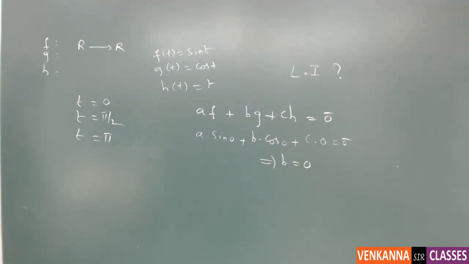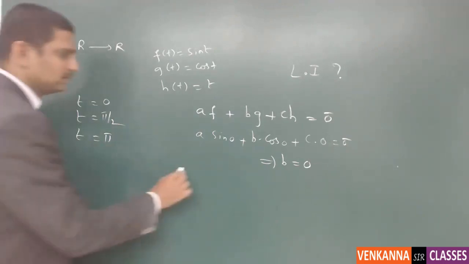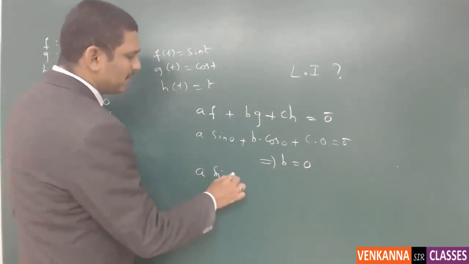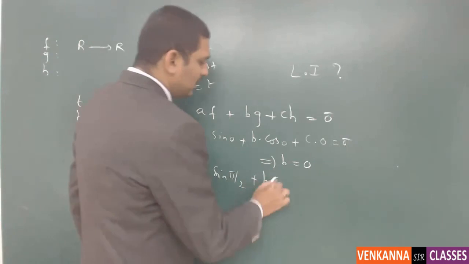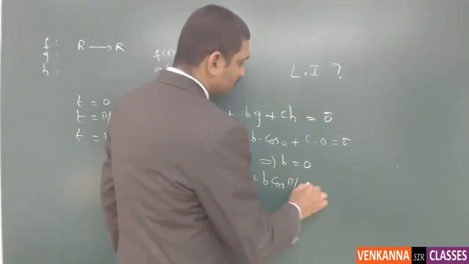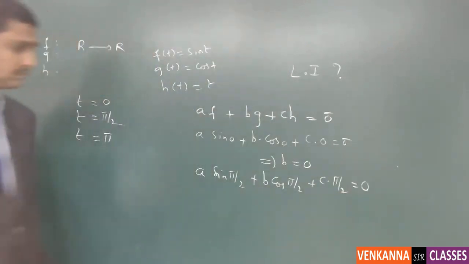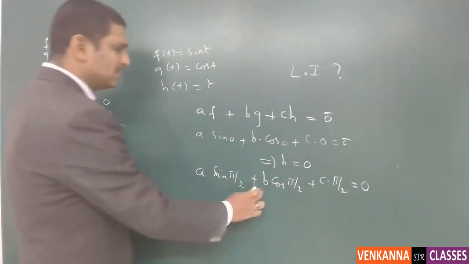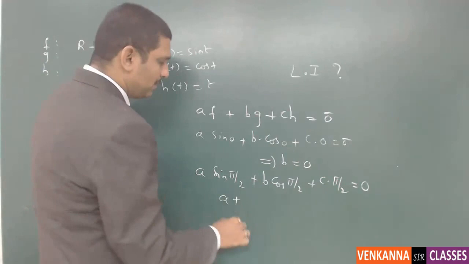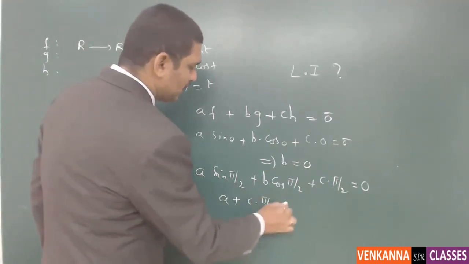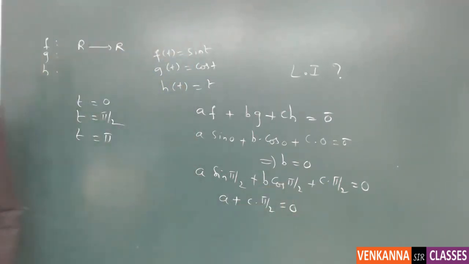Then if you take t equal to pi by 2, then a into sine pi by 2 plus b into cos pi by 2 plus c into pi by 2 equal to 0. You already got that b is equal to 0. So you have a plus c into pi by 2 is equal to 0. That is one thing you got with you.